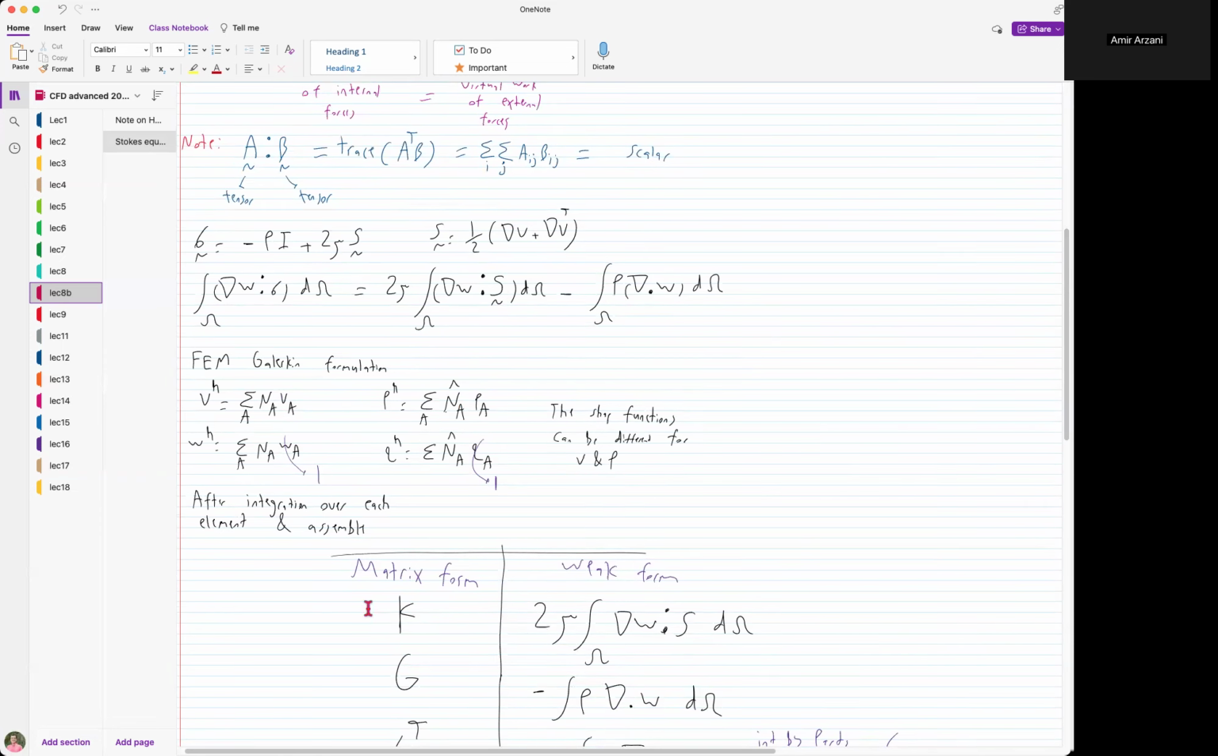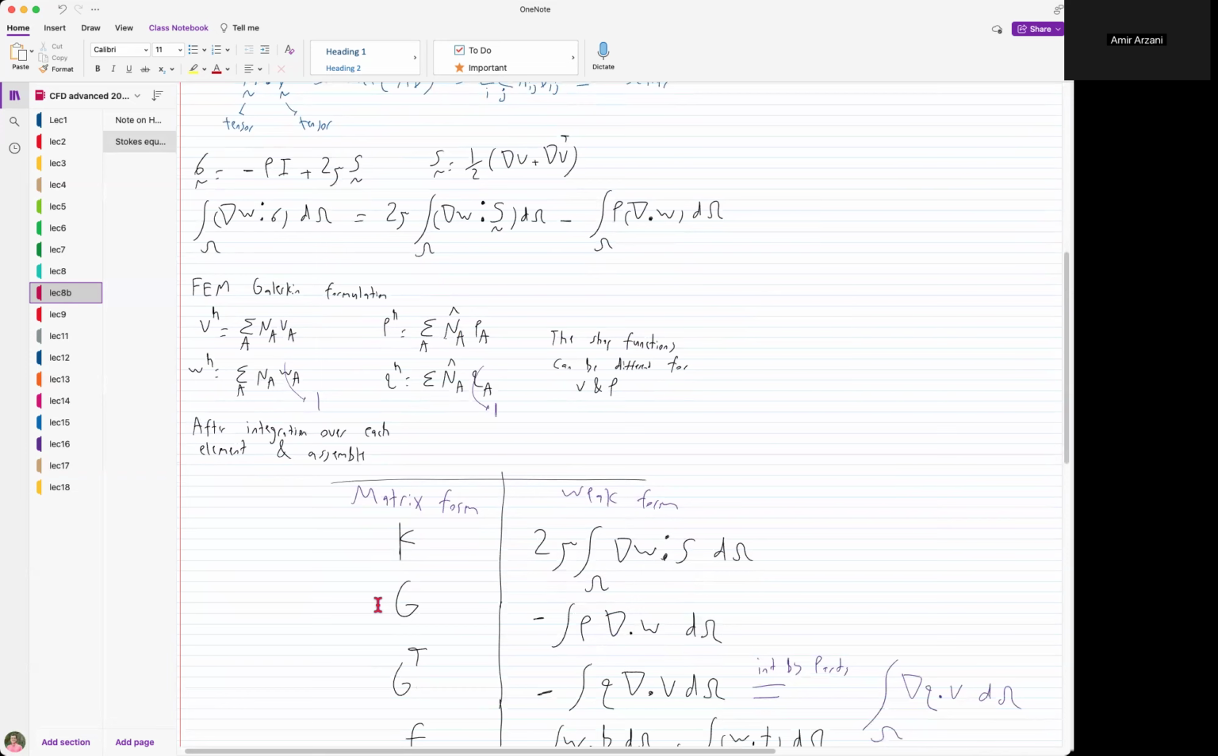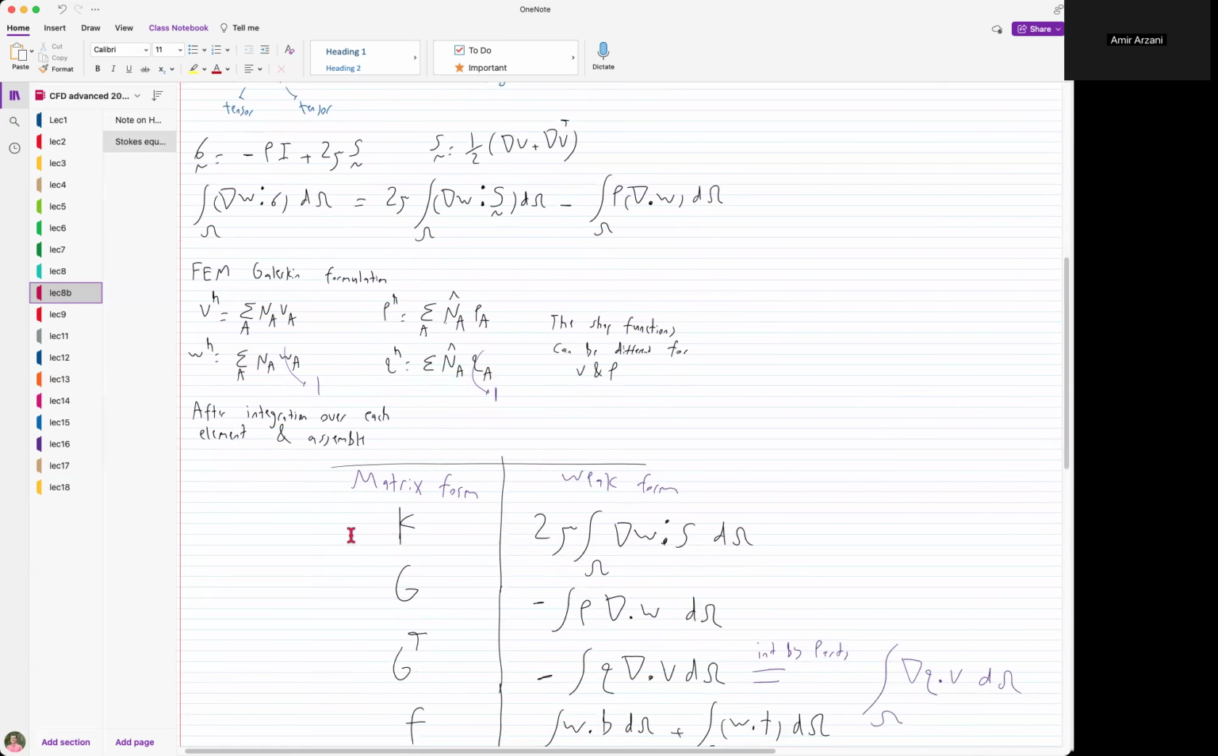So that matrix, we're going to show it with K, kind of like a stiffness matrix, similar to the diffusion matrix we had previously for the mass transfer problems. We have this P divergence of W term, which comes from the pressure part of the constitutive equation, which we're going to show with matrix G.